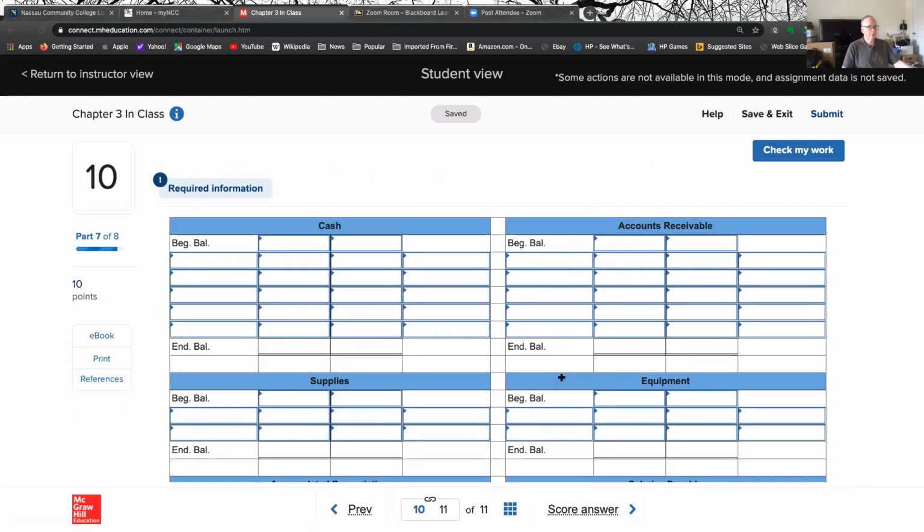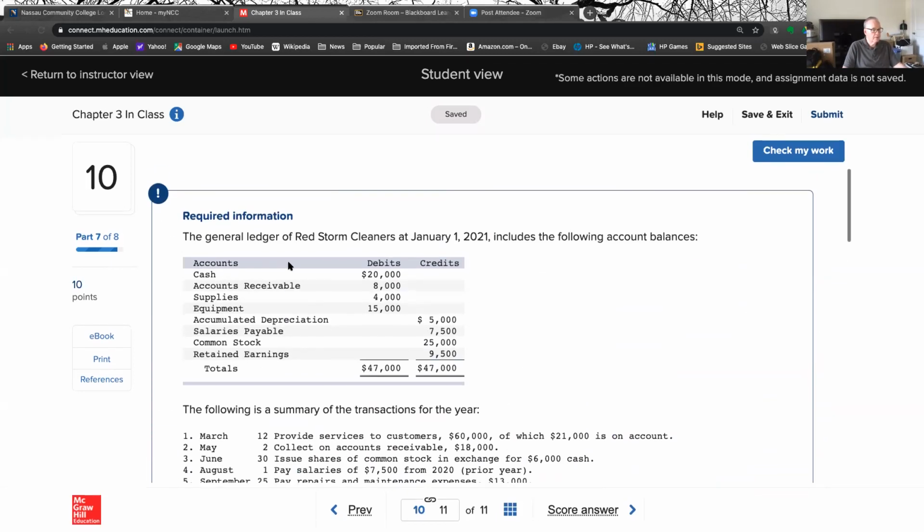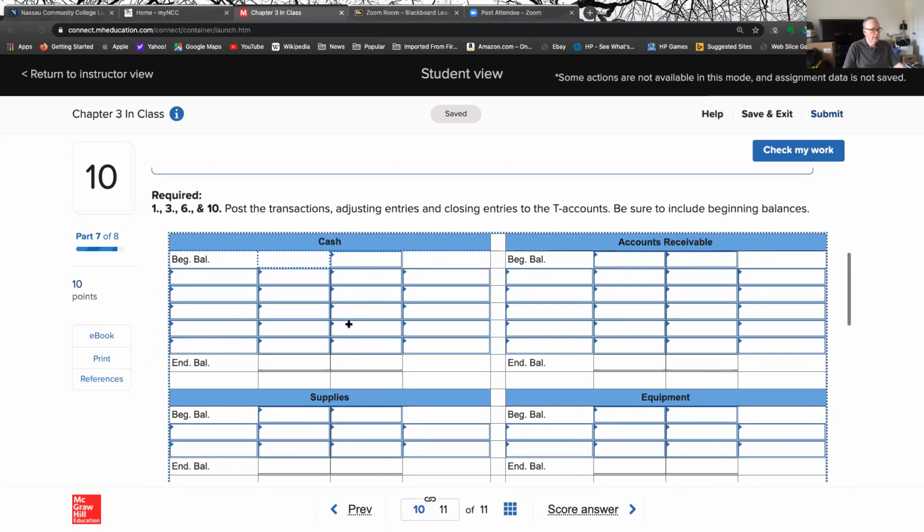Okay, now here are the accounts. All right, so what we should do is enter the balances that were on the original trial balance. If you go back to the beginning of the problem, you see these amounts? We should enter these in the accounts right now. So cash was 20,000. Accounts receivable was 8,000. Supplies was 4,000. Equipment was 15,000.